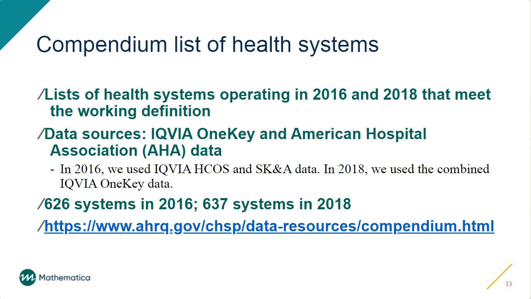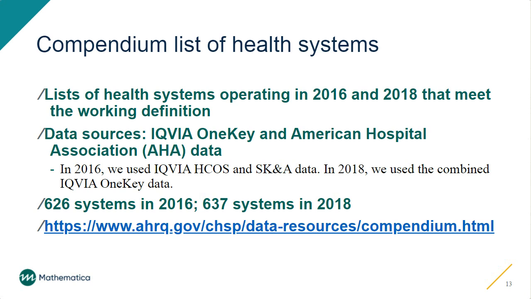So the compendium list of health systems, where did we land? What does it look like now and what's publicly available? It lists health systems operating in 2016 and 2018 that meet that working definition. When I say 16 and 18, there's a 16 file and then there's an updated 2018 file that you can download separately. The data sources were the IQVIA OneKey and the AHA annual survey data.